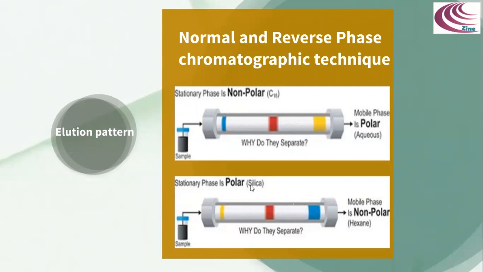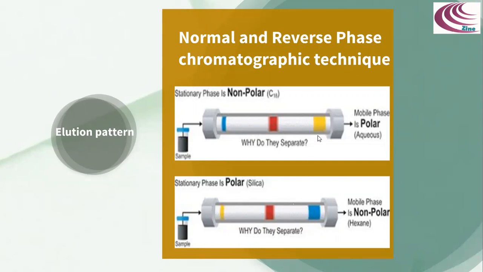Also, this is a representation of normal phase chromatography. If you observe carefully, here the sample is going onto a chromatographic column, here separation occurs, and the mobile phase is non-polar in nature, isn't it? Just take an example of hexane. So this is a representation of normal phase chromatography, isn't it?